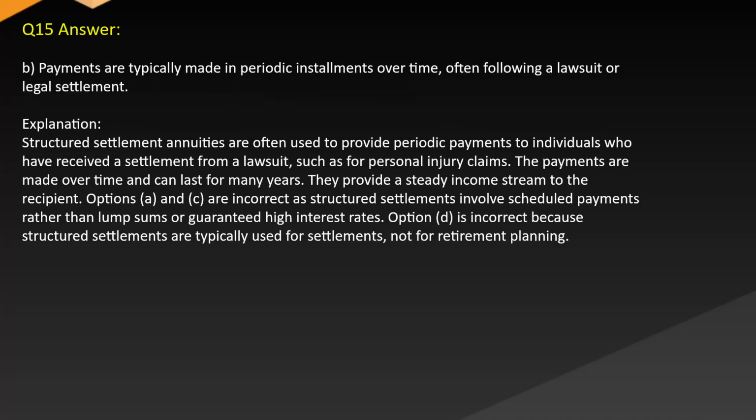Answer B. Payments are typically made in periodic installments over time, often following a lawsuit or legal settlement. Explanation: structured settlement annuities are often used to provide periodic payments to individuals who have received a settlement from a lawsuit, such as for personal injury claims. The payments are made over time and can last for many years. They provide a steady income stream to the recipient. Options A and C are incorrect, as structured settlements involve scheduled payments rather than lump sums or guaranteed high interest rates. Option D is incorrect, because structured settlements are typically used for settlements, not for retirement planning.